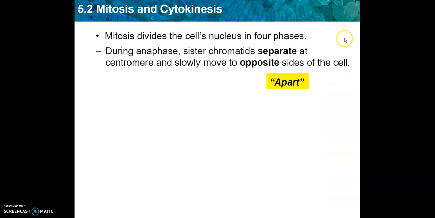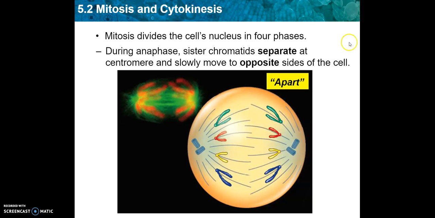Our next step is anaphase. During anaphase, sister chromatids will separate at the centromere and slowly move towards opposite sides of the cell. We can tell when we look at a picture that this is anaphase because you see the little tails of the chromosome being pulled towards the outside. So anaphase means apart.